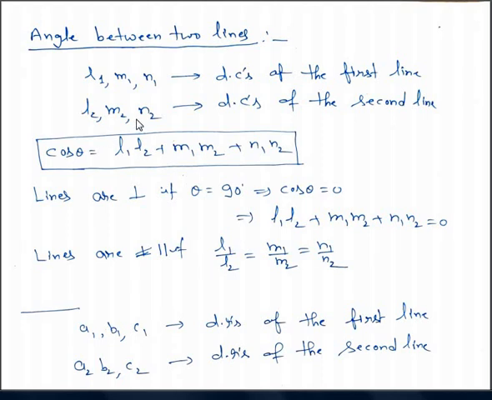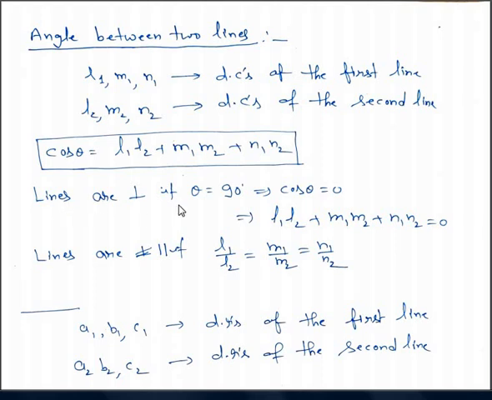Dear students, if there are two lines, direction cosines of the first line are L1, M1, N1 and direction cosines of the second line are L2, M2, N2. Then angle between these two lines is given by cos theta is equal to L1 L2 plus M1 M2 plus N1 N2. This is the formula for finding out angle between two lines whose direction cosines are given to us.